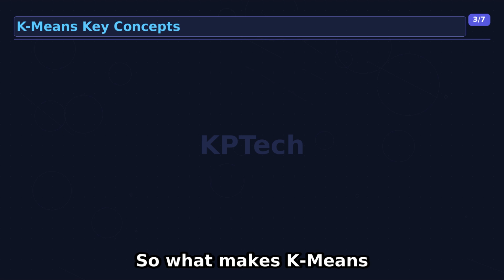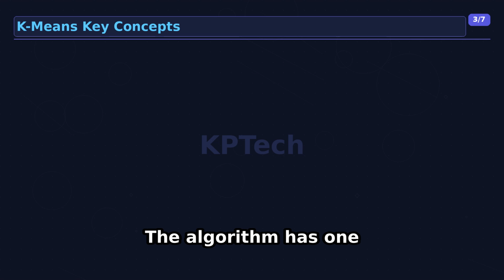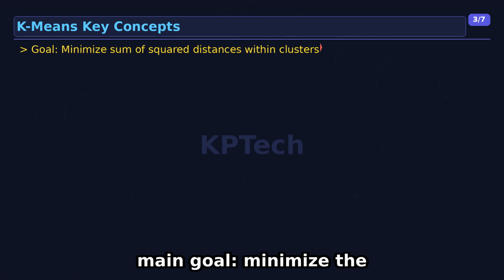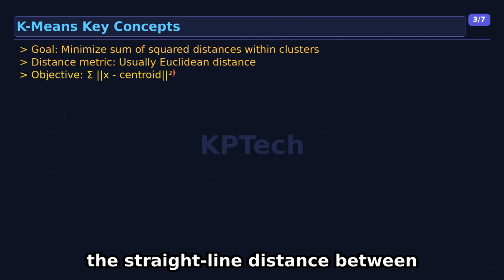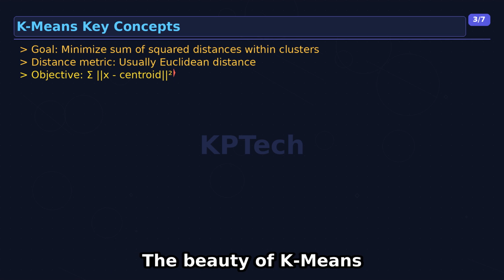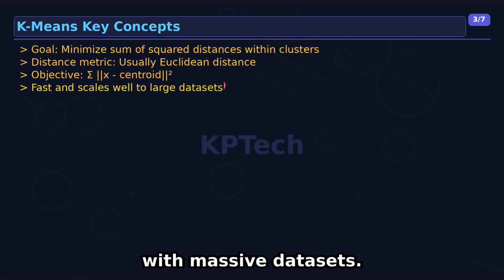So what makes K-means tick? The algorithm has one main goal: minimize the sum of squared distances between points and their cluster centroids. It typically uses Euclidean distance, which is just the straight line distance between 2 points. The beauty of K-means is that it's fast and works great even with massive datasets.